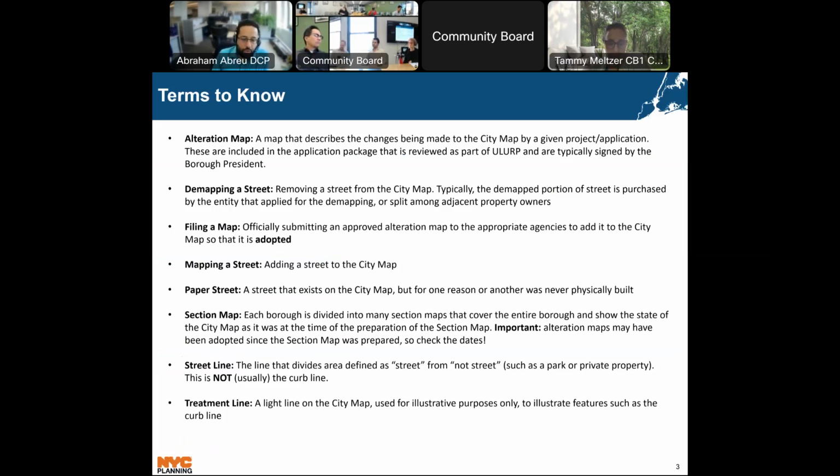Filing a map. Unlike a lot of other actions like zoning actions, getting approved by the CPC and the council is not the end of the story for a map. Because there are real estate transactions involved, it may take time to get all of that straightened out. Only after all of that is ready to go is the map actually filed with the borough president, a couple of city agencies, etc. And that's what makes the change in the map actually happen.